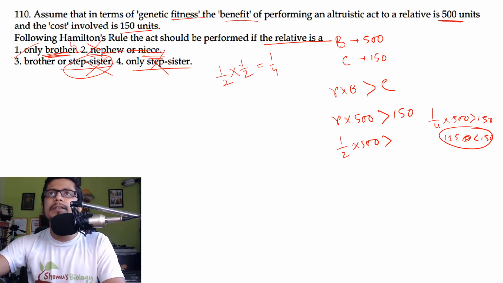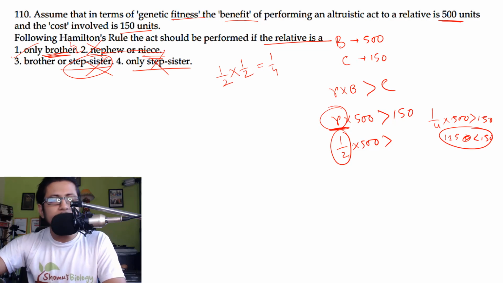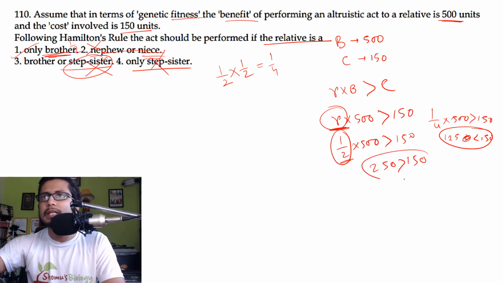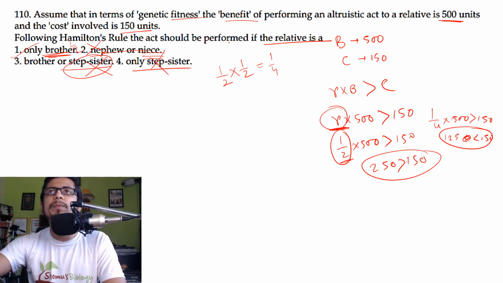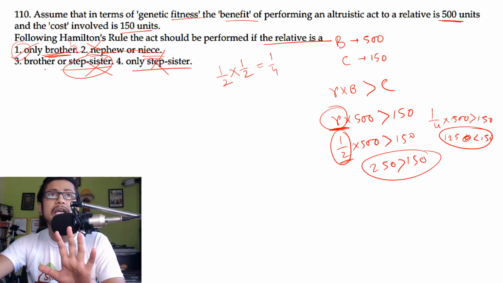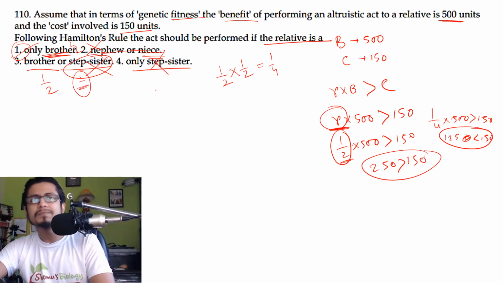The only way you can help is if the value of R, genetic relatedness, is at least half, even more than half, but it should be half. Then only we get 250, which is greater than 150, and then only will we take it. So following Hamilton's rule, the act should be performed if the relative is only a brother, not a nephew or stepsister, because a brother has a half relation, but with a stepsister the relatedness is not half, it's much less.